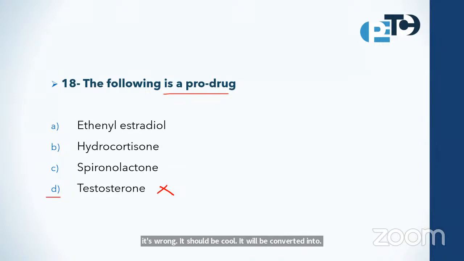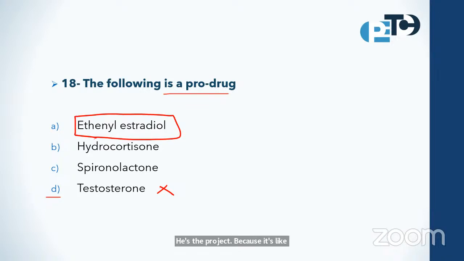Testosterone will be metabolized in the body directly when you administer it orally, into dihydrotestosterone. But testosterone is still effective, while ethinyl estradiol is the prodrug. Because ethinyl estradiol itself is not effective. It should be converted to estradiol to give the effect. So A is the right answer.